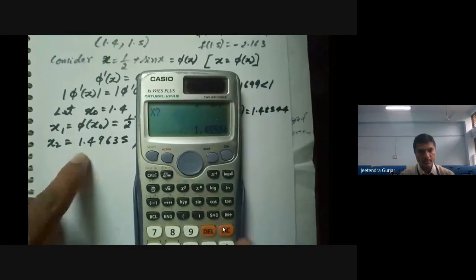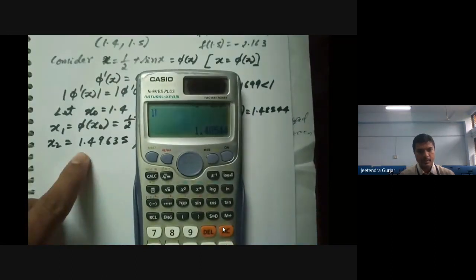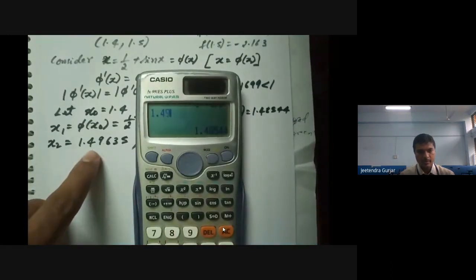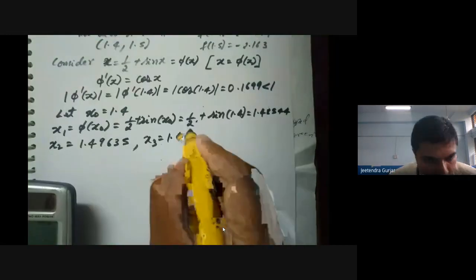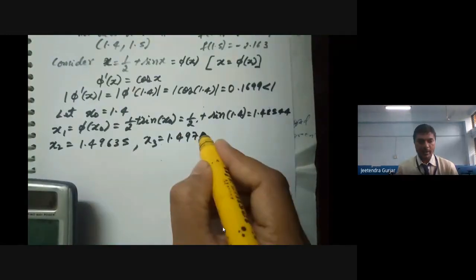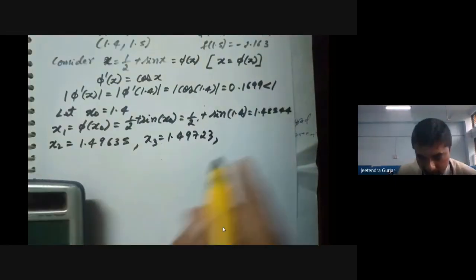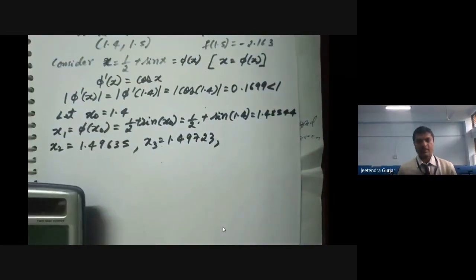So just substitute the next value. See, 1.4963, I will substitute. I just press equal to, and it is going to ask for the x value. Substitute the x value, and again you'll get the next value. That is going to become our next iteration. Again, you have to substitute the x3 value, and you are going to get the next result. Yes, Prasanna has got the answer. Yes, very good.